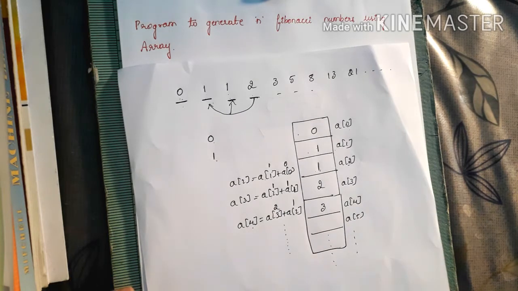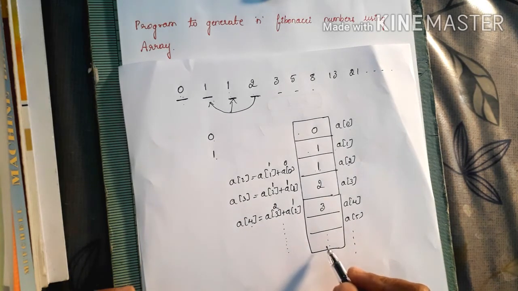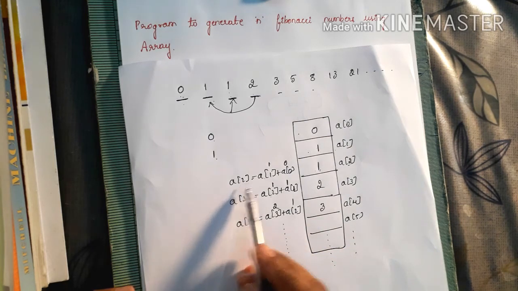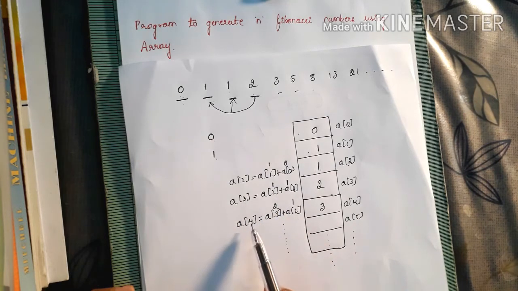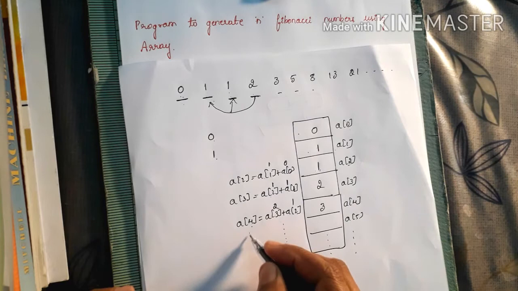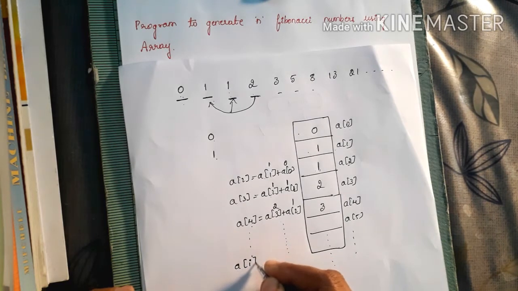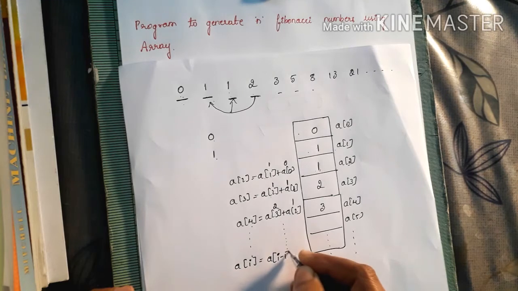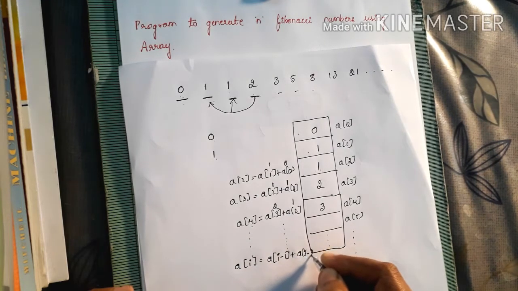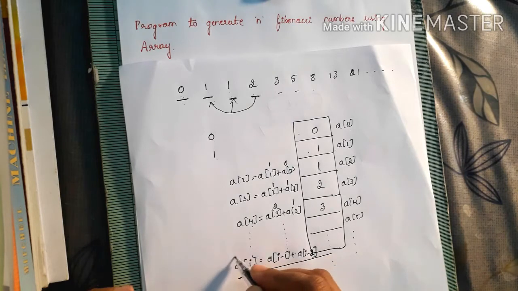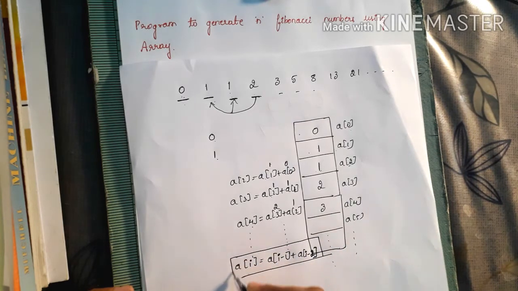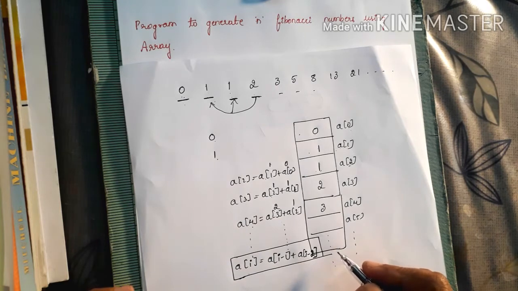Now, we will find the general formula to find the next term of the Fibonacci series. Here A of 2 is A of 1 plus A of 0. A of 3 is A of 2 plus A of 1. A of 4 is A of 3 plus A of 2. So, like that, A of I is equal to A of I minus 1 plus A of I minus 2. So, we have used the formula A of I is equal to A of I minus 1 plus A of I minus 2 to find the next term of the Fibonacci series using arrays concept.